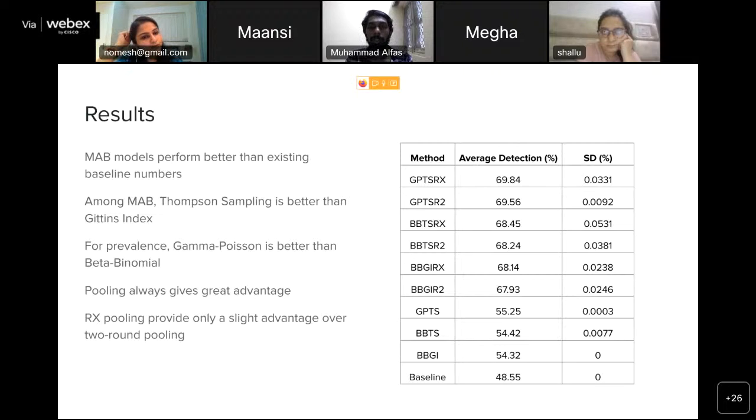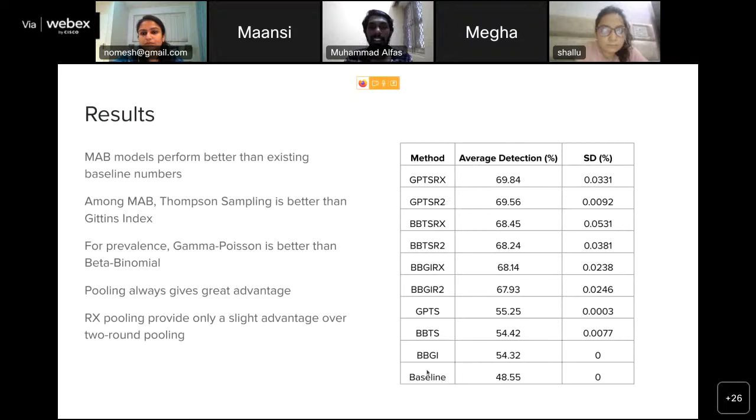And we experimented with three types of pooled testing schemes. The first one has no pooled testing. For the last GPTS, BPTS, BBGI methods, RX means the number of rounds of testing is not limited, and R2 means there are only a maximum of 2 rounds of testing.